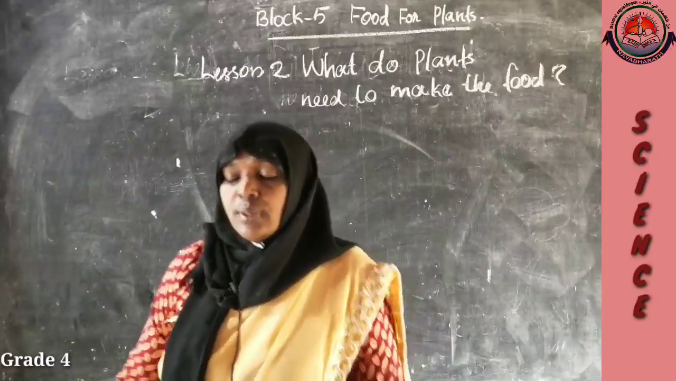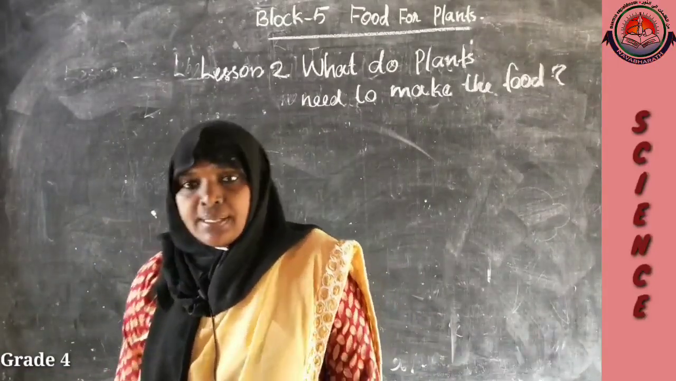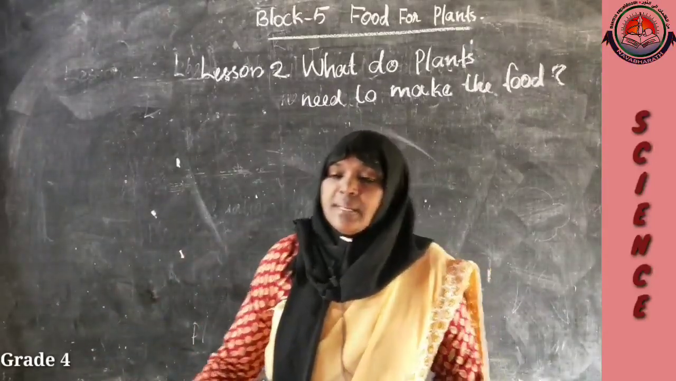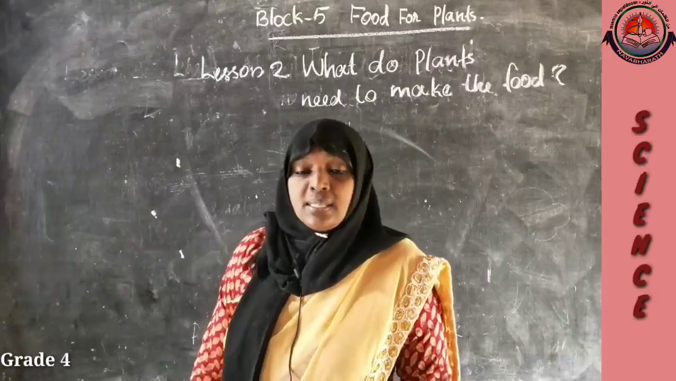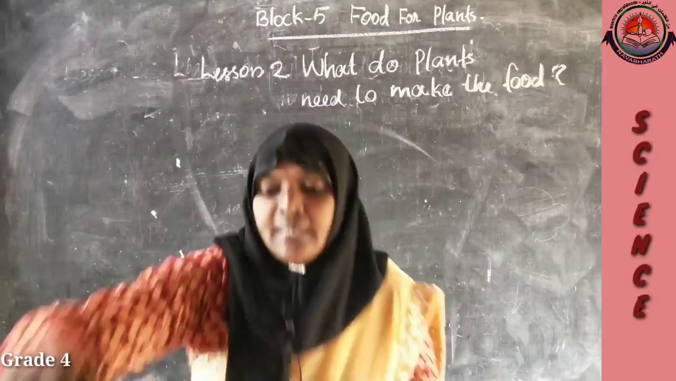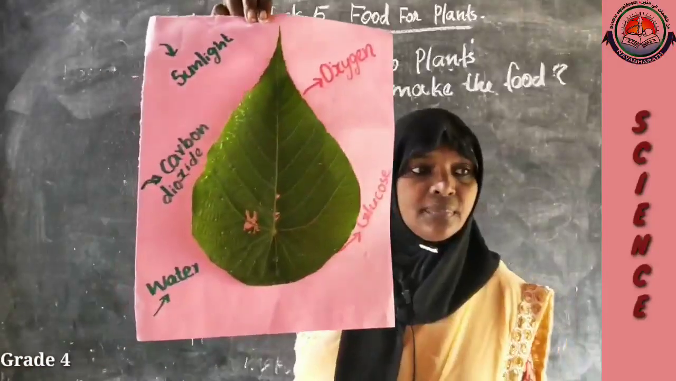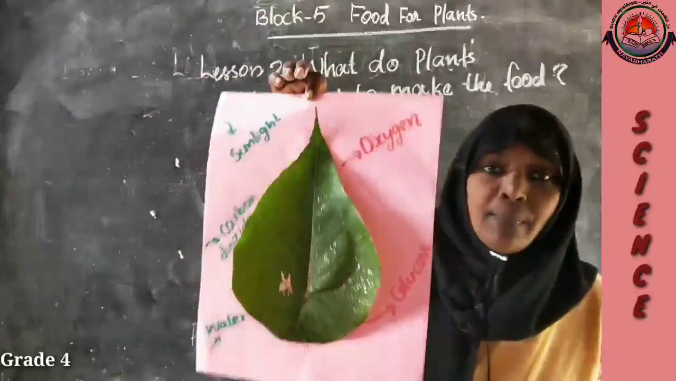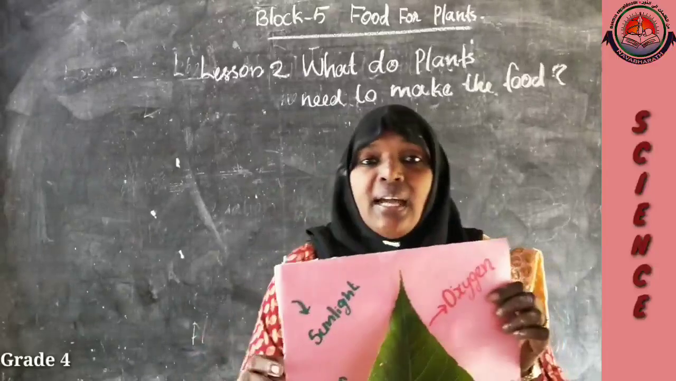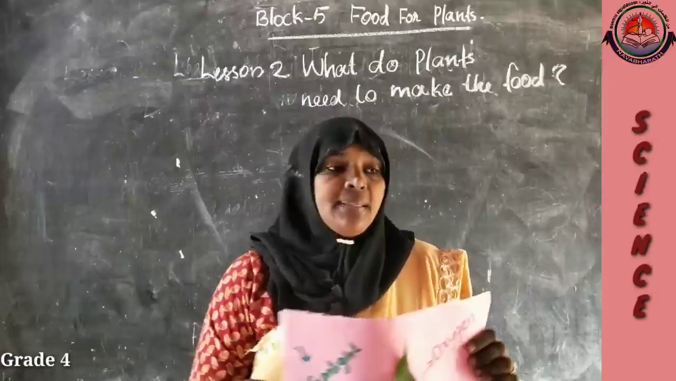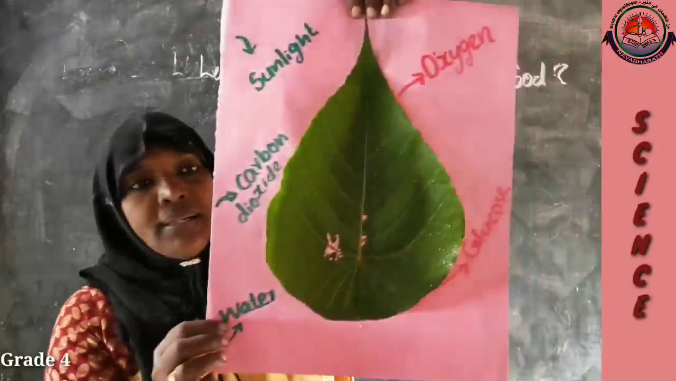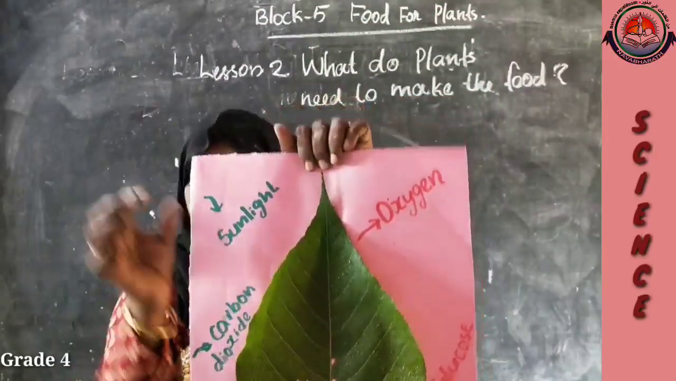We need food like flour, spices, vegetables, fruits. Like that, plants also need something to make their food. See here, we said which part of the plant makes the food? Leaves. Leaves are the kitchen of the plants. So, check here, they need water, carbon dioxide and sunlight.